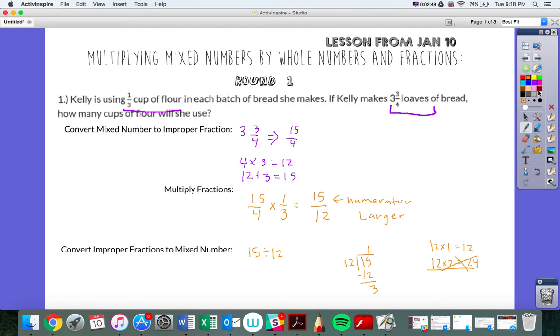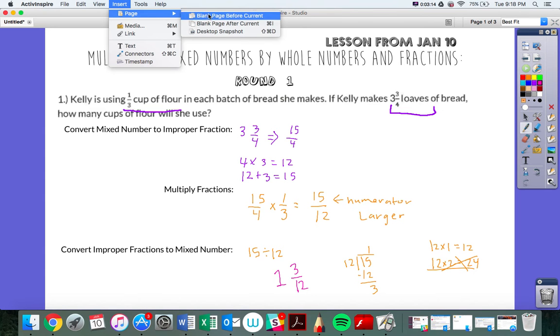So when you think about how many whole times it went into 15, we know it was 1 whole time, so that's going to be our whole number, and then our fraction is going to be our remainder over our original denominator. It's not going to change, so that's going to be 3/12. The last thing we can do is we can go back, so let me insert, so I'm going to have 1 and 3/12. And I'm going to take this 3/12 and see if I can reduce it.